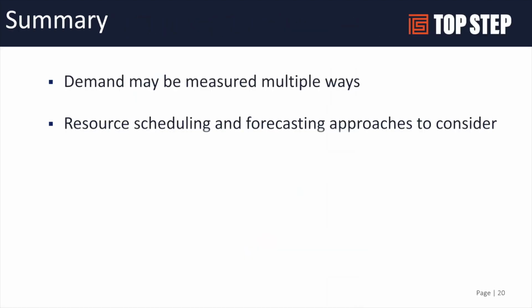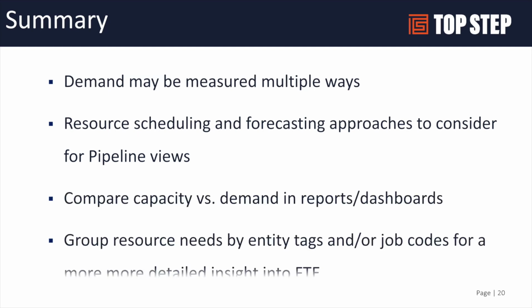So, a few things in summary. There are a lot of ways to measure demand, as we saw. Also, there are a lot of ways for resource scheduling and forecasting approaches to consider, especially when it comes to pipeline forecasting. It's a critical component because a lot of customers are able to do their forecasting in OpenAir, but they might have a spreadsheet where they're tracking their pipeline. Really being able to get everything in one system and get an output is a best practice we try to get our customers to work with.